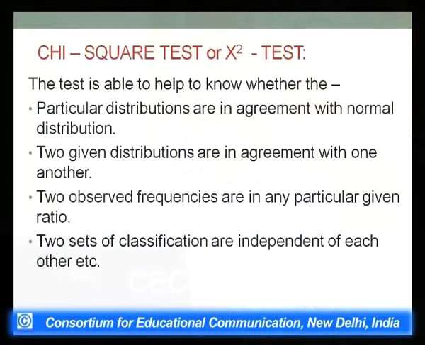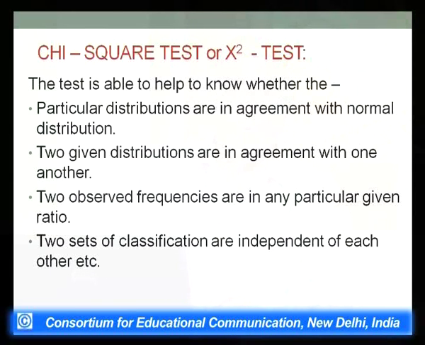So, chi-square test is used basically to express all the features of the distribution. Let us now summarize as far as the test advantages are concerned. This test is able to help us to know whether a particular distribution is in agreement with normal distribution. I hope you know about the normal curve and normal distribution. So, one purpose is that the distribution is in agreement with the normal distribution.